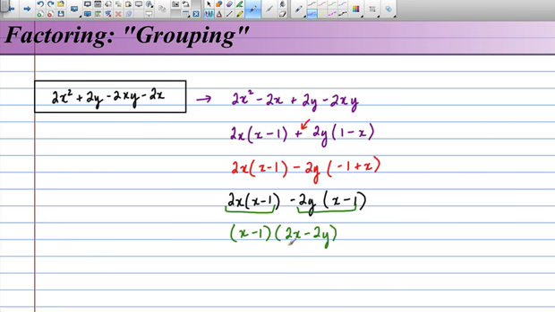But we're not finished. There's a common 2 in there. So we have x minus 1, take out a 2, x minus y. And finally, 2 bracket x minus 1 times x minus y.